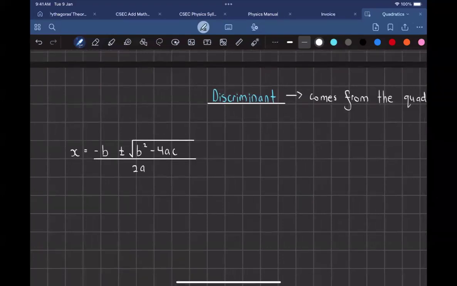The main part we are going to pull out is this part over here. You see what I underline? That is the discriminant. So D is equal to B squared minus 4AC. And the discriminant, what do you think it tells us?